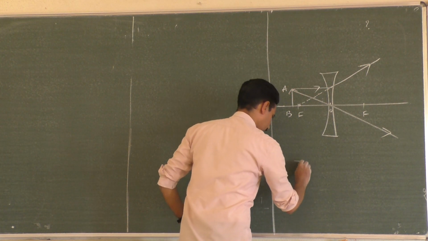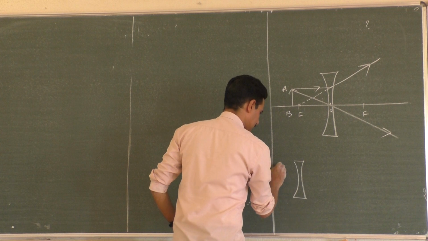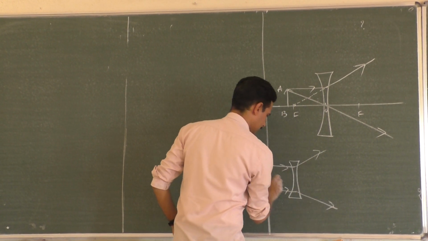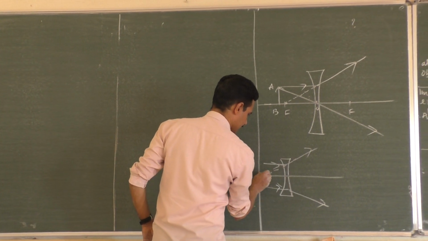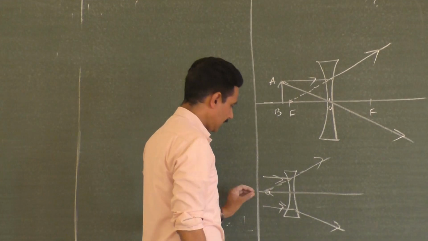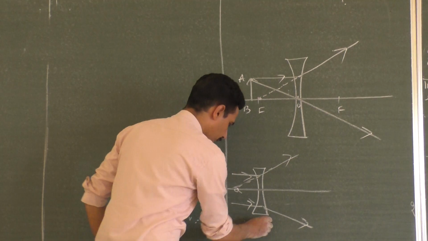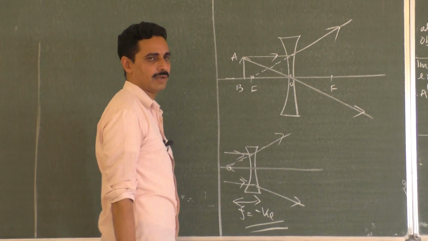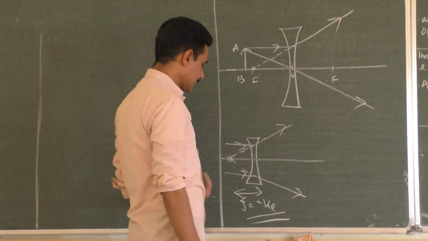So for a concave lens, if parallel rays are incident on the concave lens, they diverge in such a way that they appear to come from focus. They don't meet at focus. They appear to diverge from the focus. Focus comes to this side, it is negative for a concave lens. So focus comes to the left hand side.